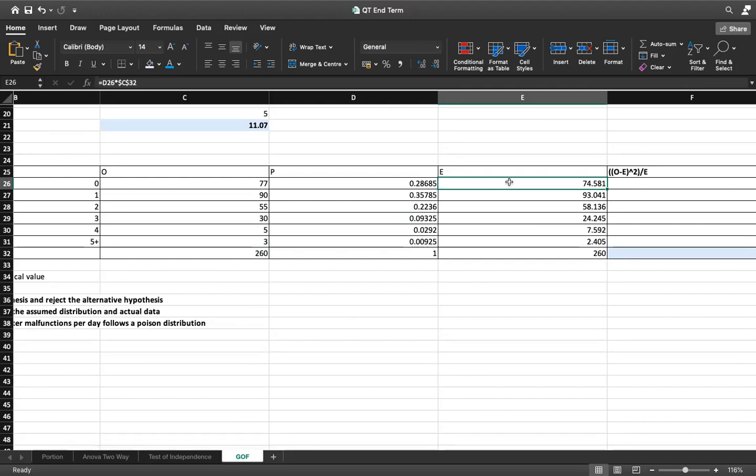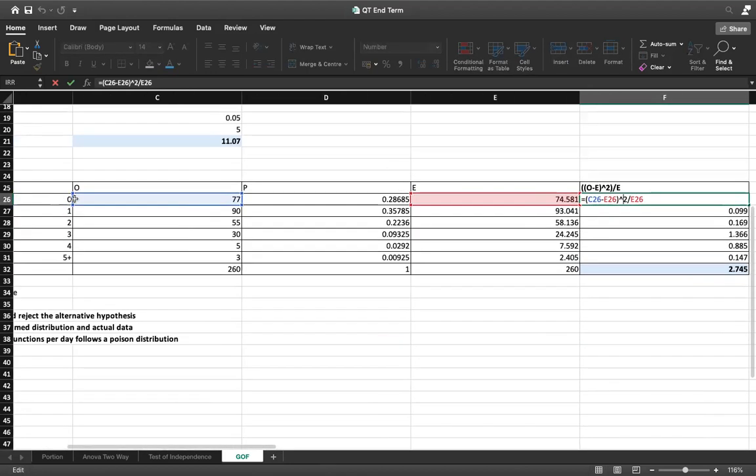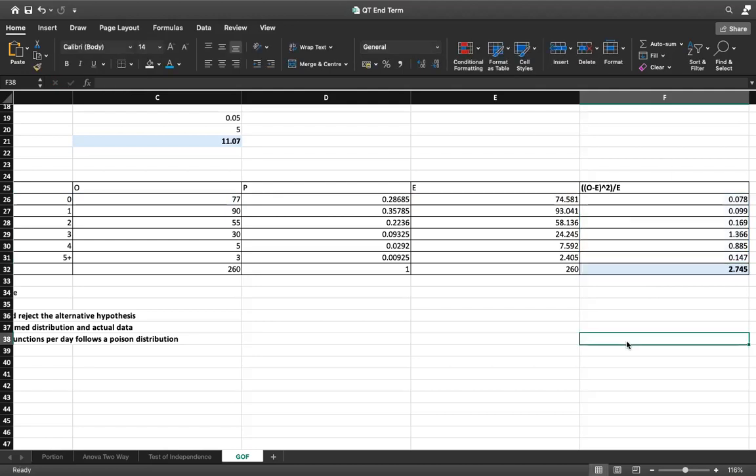Now your expected value is basically the total of your observed values, your sample size, multiplied by your Poisson distribution values. So 260 into this. This is how you find your expected values. Now the formula remains the same for your chi-square test: O minus E whole square upon E. So observed value minus my expected value, whole square, divided by my expected value. This is how I find my chi-square value, which is the summation of all of these values.